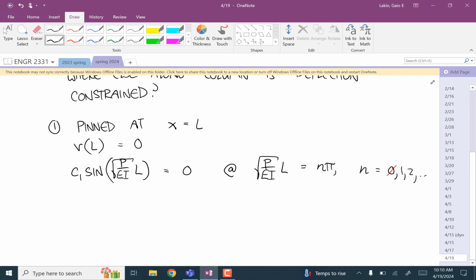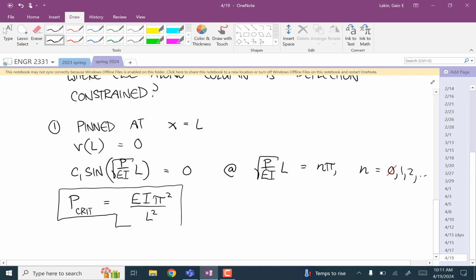And we come up with, in this case, that the critical value, if you just have pins at the top and the bottom, this is what we did last time, is equal to EI times pi squared over L squared. Okay?